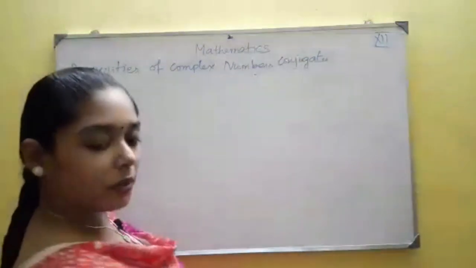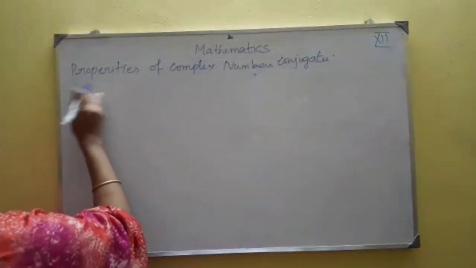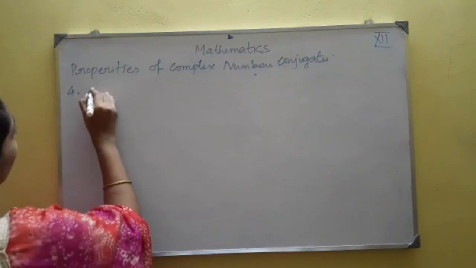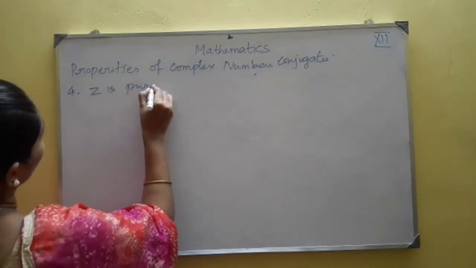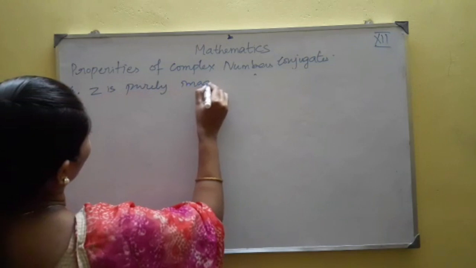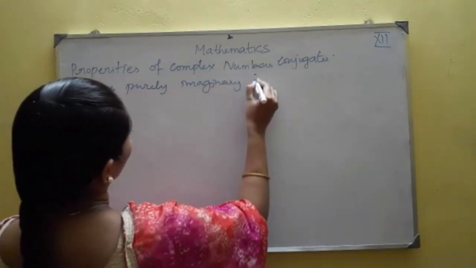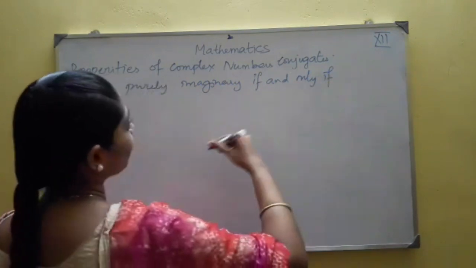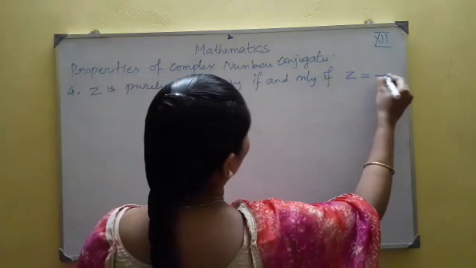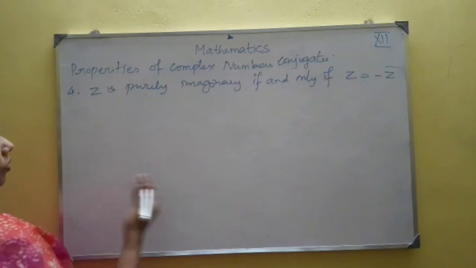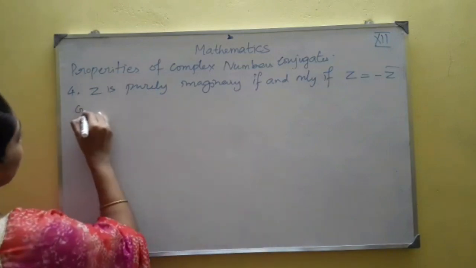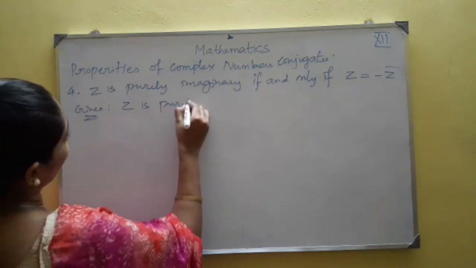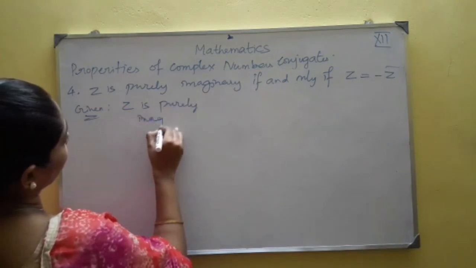Now z is purely imaginary if and only if z is equal to minus z bar. Okay. Z is purely imaginary if and only if z is equal to minus z bar. Again, first case and second case. Okay. So given z is purely imaginary.